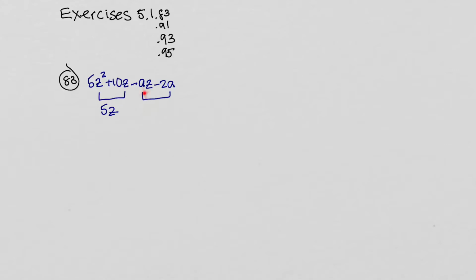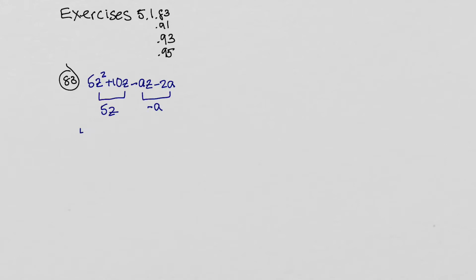In the second group, what's common is, this is a z, this is a 2, so be careful. What's common here is an a, so what we're going to do is factor out the a, but notice that the first term in this group is negative. So we're going to take out a negative a.